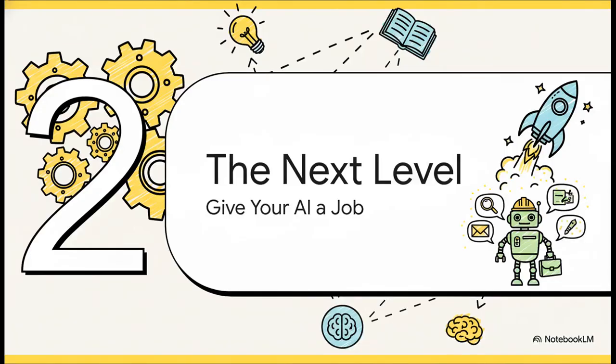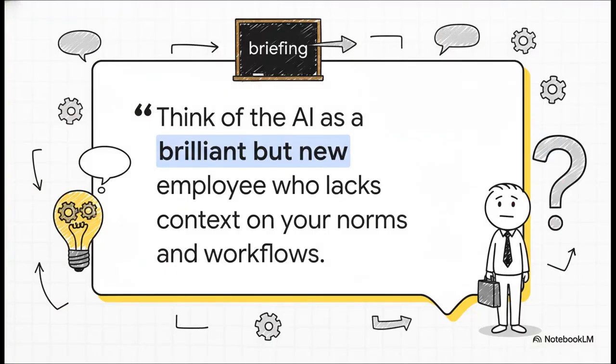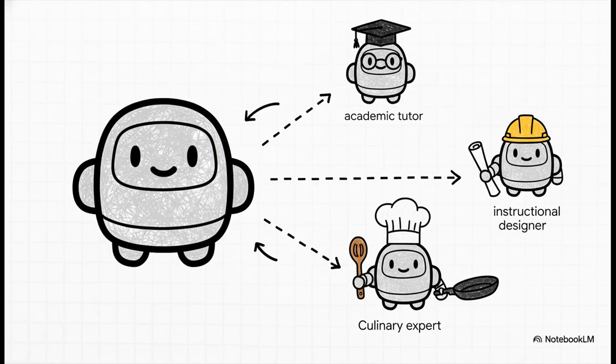All right, so once you've got those basic rules down, you're ready to level up. Our first pro tip is a really powerful shift in thinking. You need to give your AI a job. I love this way of thinking about it. Treat the AI like it's a brilliant, super smart new employee. You know, they're incredibly capable, but they have absolutely no context about how you work, what your standards are, or what you're trying to achieve. You gotta brief them. And that's exactly what assigning a role does.